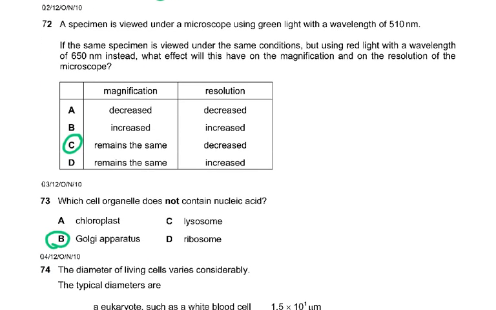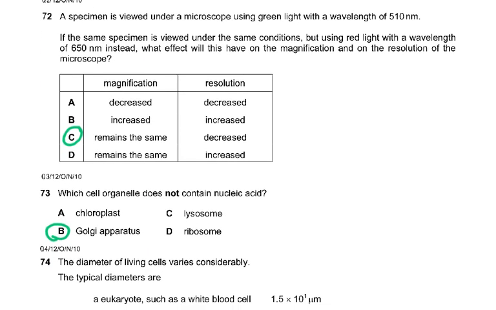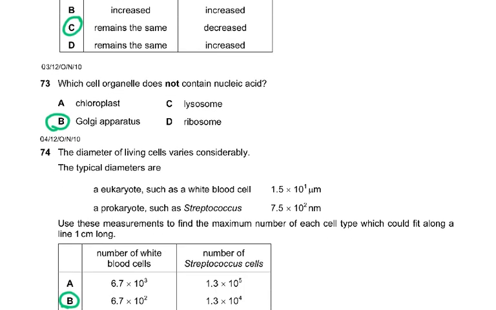72. A specimen is viewed under a microscope using green light with a wavelength of 510 nanometer. If the same specimen under the same conditions is viewed using red light with a wavelength of 650 nanometer, what effect will this have on the magnification and the resolution? I've done this in a previous question. Magnification will remain the same and resolution will decrease.